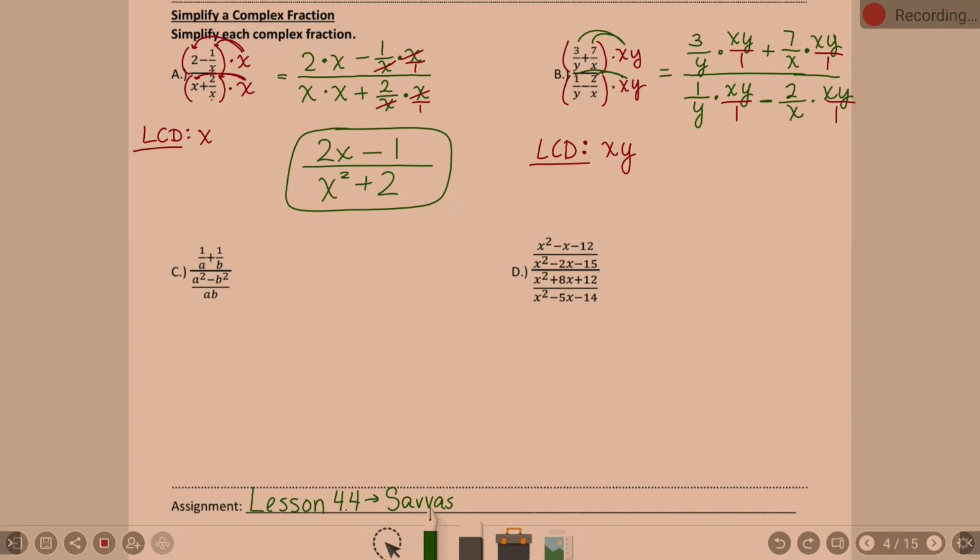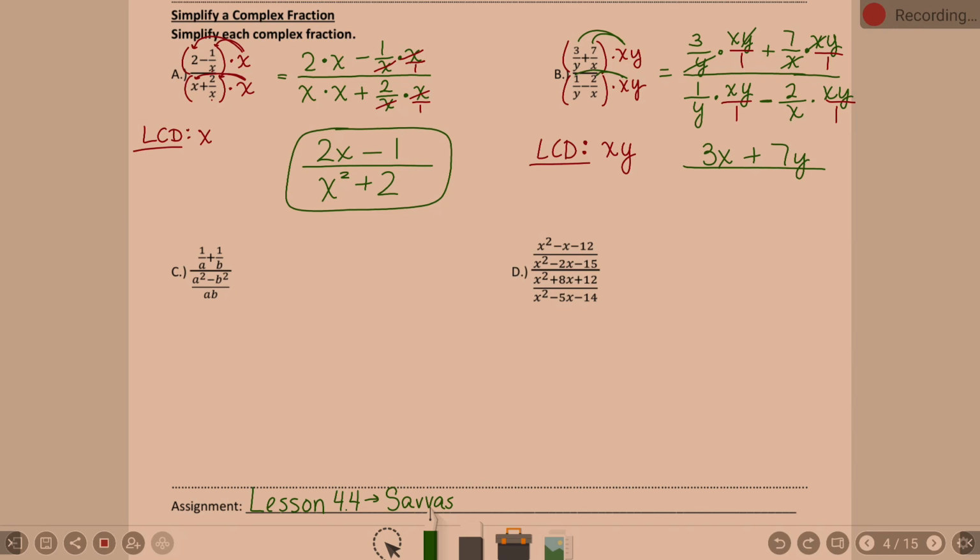3xy. Okay. What cancels in my first set of multiplication? Y in the denominator cancels with y in the numerator, leaving me with what? 3x. 3 times x. On top it's a plus. Second term, x in the denominator cancels with x in the numerator. X canceling with x leaves me with 7 and y. 7 times y is 7y.